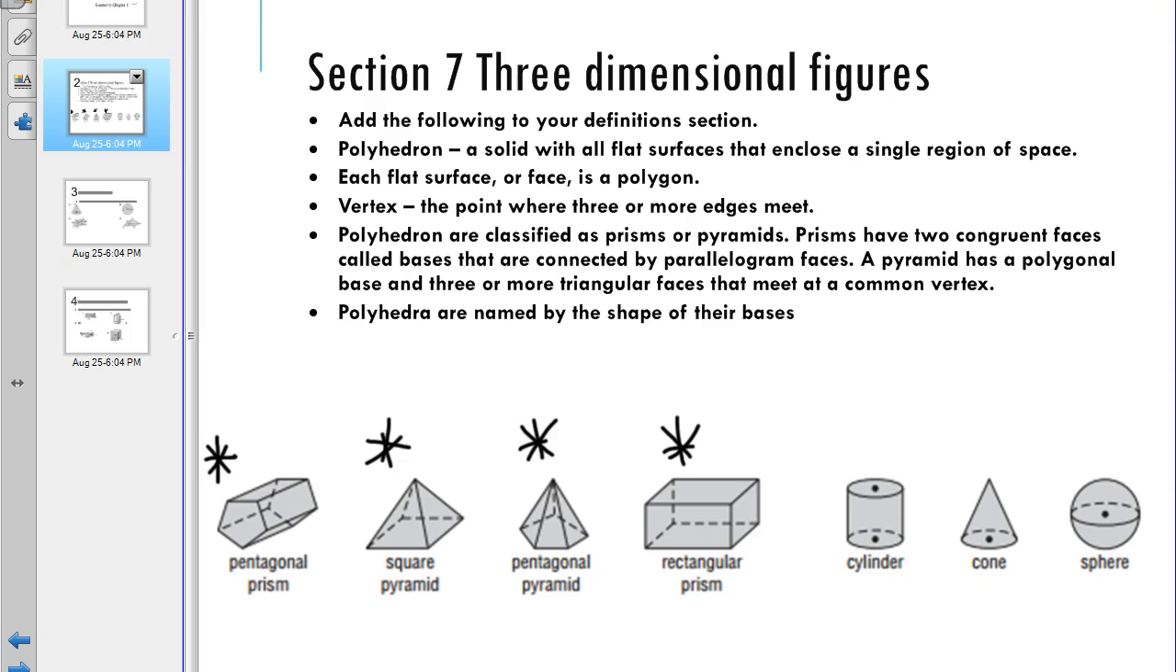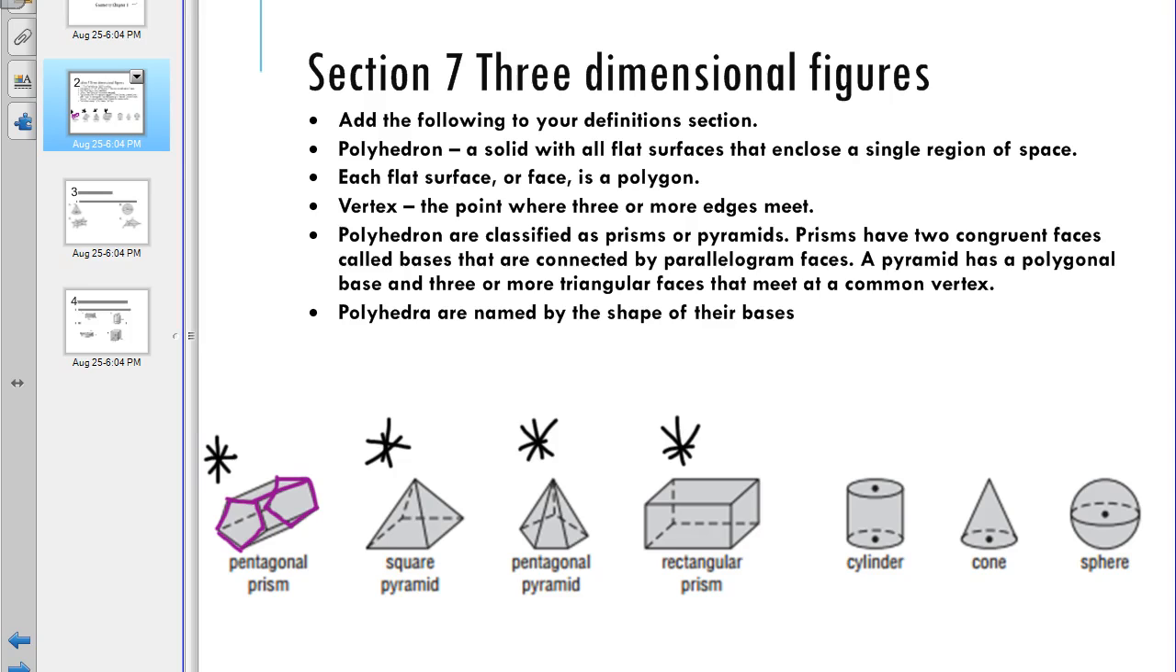Polyhedra, and that's plural for polyhedron, are named by the shape of their bases. So this first one, pentagonal prism, that's because its base is a pentagon, 5 sides. The bases do not have to be sitting on the table or at the bottom of the figure. They can be on the sides, and that's fine. The way you can tell if it's a base is you'll have two congruent shapes that are opposite each other, connected by the other faces, by parallelogram faces.